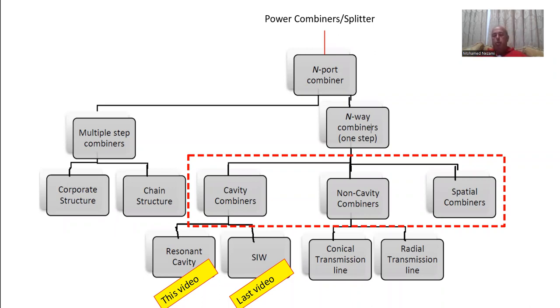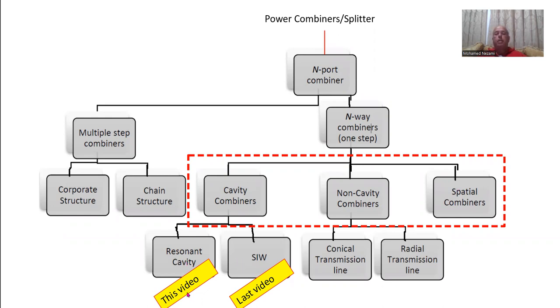It's lossy because of the strip line losses of the PC board, and it's large in size. And of course you get the mismatches between all these channels. Whereas if you're doing them one way, now we have three classes. We have a class which is based on the use of a cavity, and then another one which is based on non-cavity, and then a third class, which is a spatial combiner, okay?